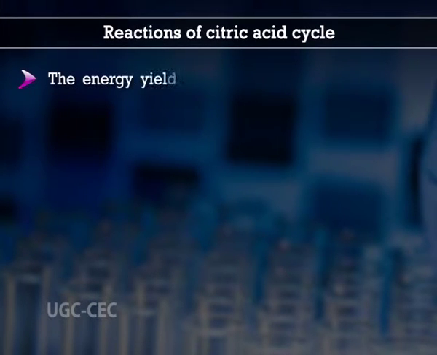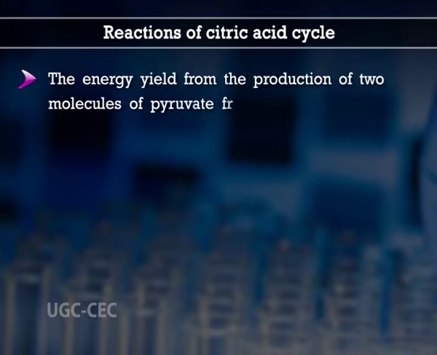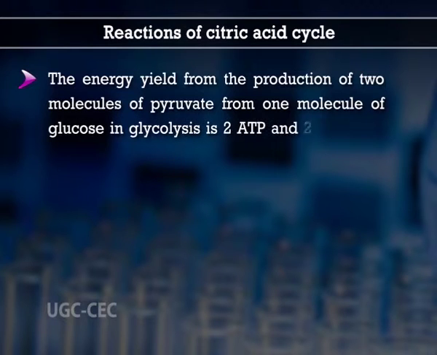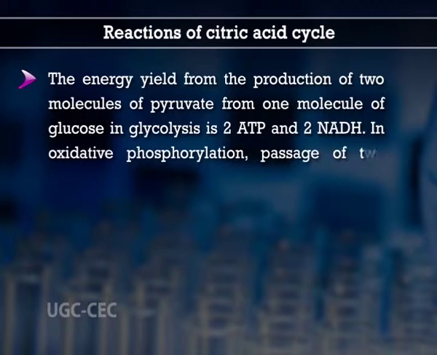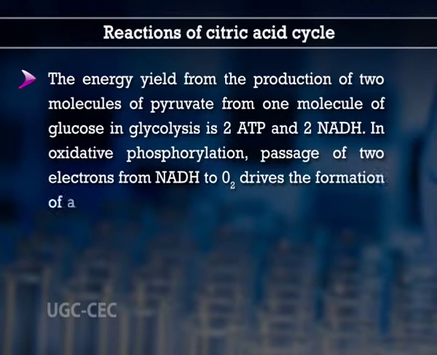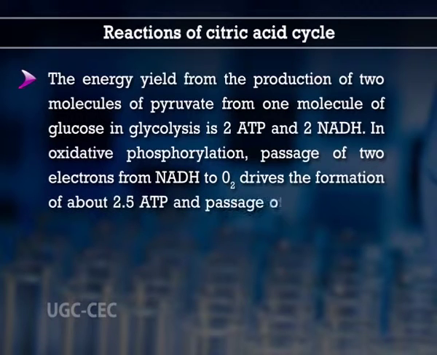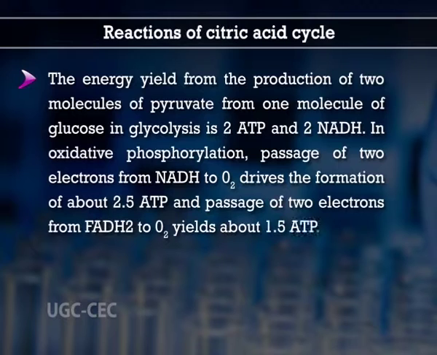The energy yield from the production of 2 molecules of pyruvate from 1 molecule of glucose in glycolysis is 2 ATP and 2 NADH. In oxidative phosphorylation, passage of 2 electrons from NADH to oxygen drives the formation of about 2.5 ATP, and passage of 2 electrons from FADH2 to oxygen yields about 1.5 ATP.